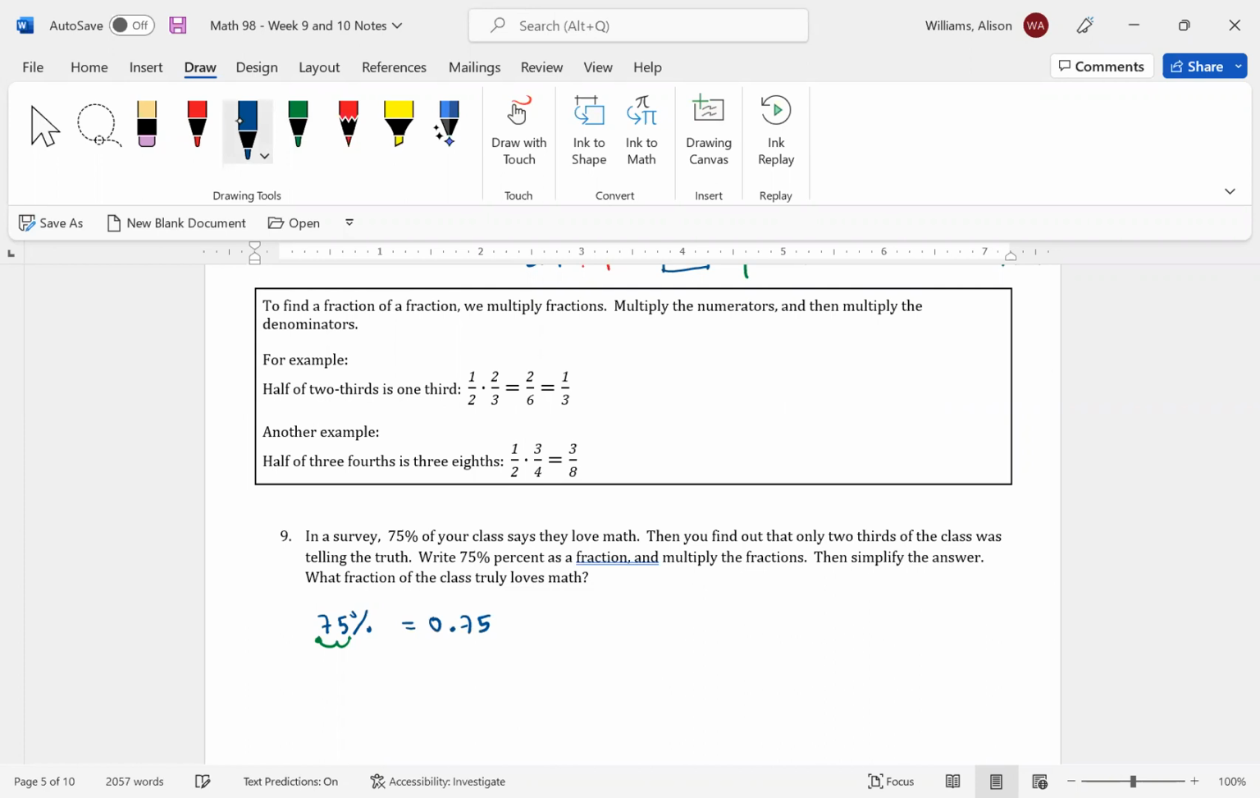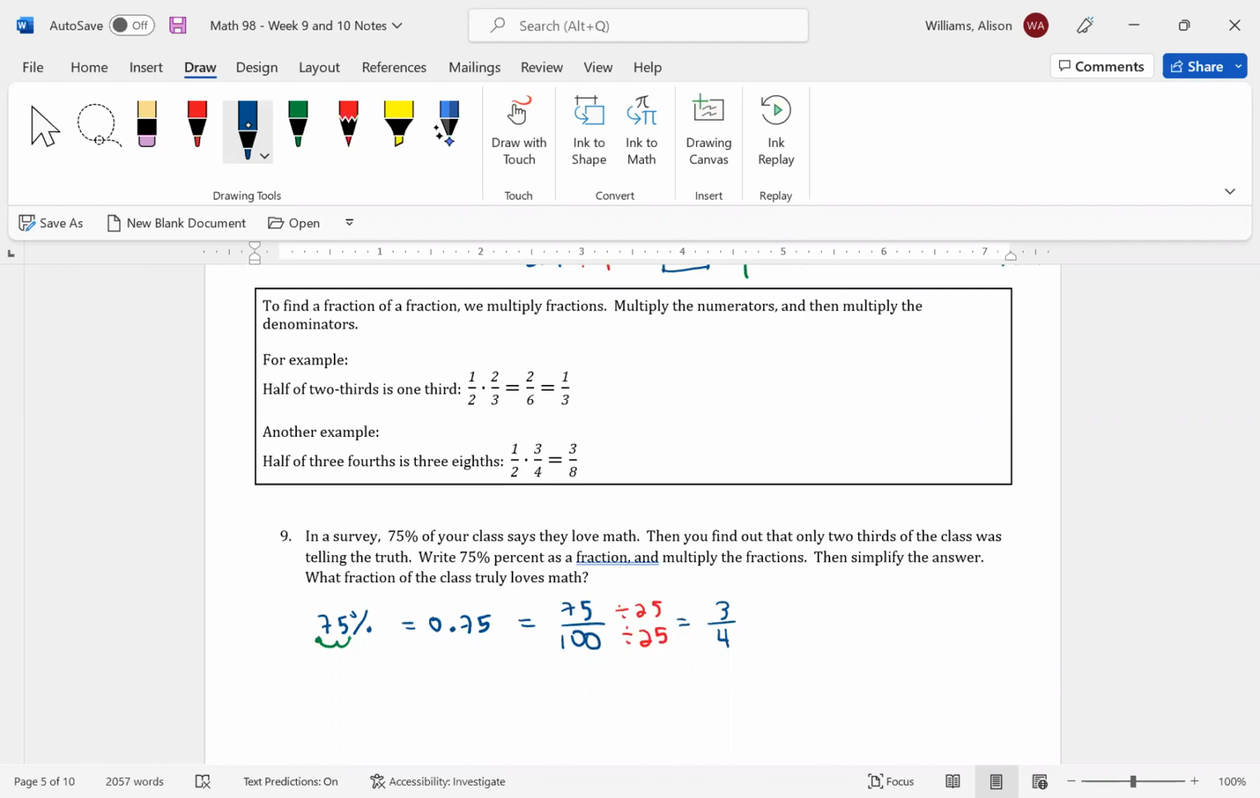And since 75 is in the hundredths place, I could write 75 over 100. And then I can simplify by dividing top and bottom by 25, or 5 twice. 75 divided by 25 is 3. 100 divided by 25 is 4, so 3/4. Cool. But some of us know that 75% is 3/4, and you could have just jumped to writing 75% equals 3/4. If you didn't, though, this would be the process of writing it as a fraction.